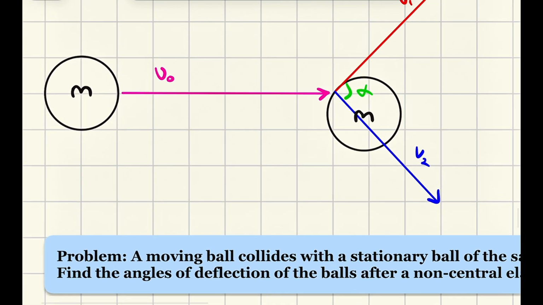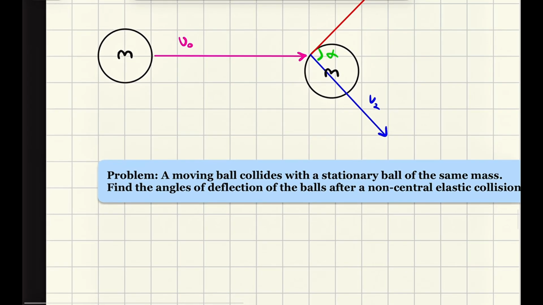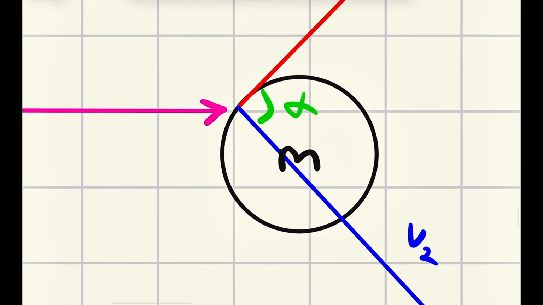So as you can see, we have two masses which are totally identical, but the most important catch of this problem is that this hit is non-central. If our ball hit the center of this, the normal of the ball, then this problem would be easy. But right now, we are hitting a non-central part of our second ball, and we need to find the angle of deflection, which is this alpha.